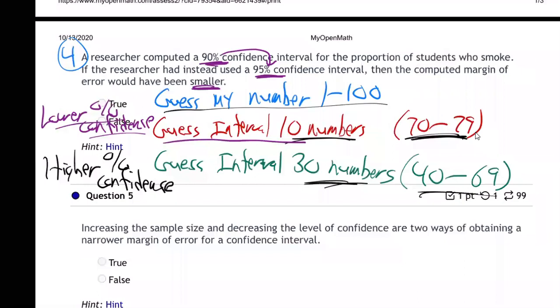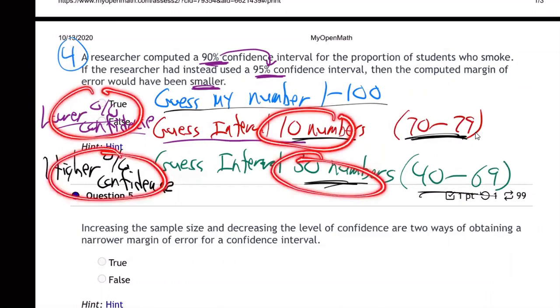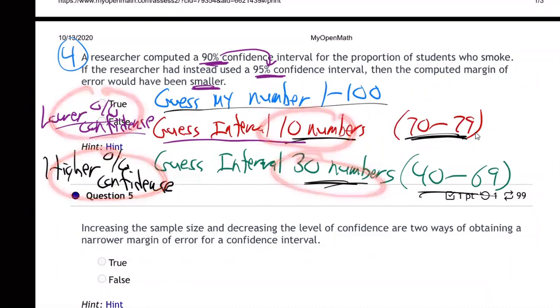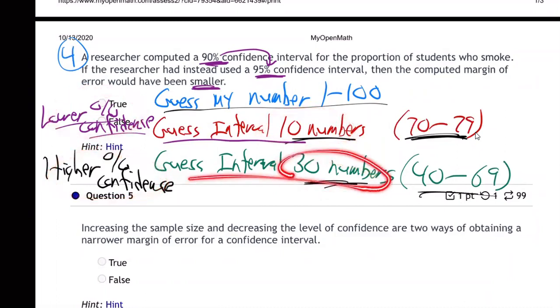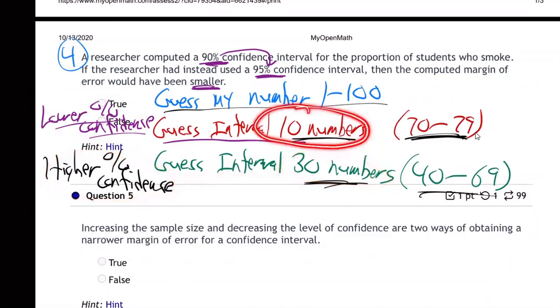Wait, look right here. Smaller number, lower confidence. Higher number, higher confidence, right? Bigger interval, 30 numbers, more sure. Smaller interval, 10 numbers, less confident, right? Smaller interval, less confident. Bigger interval, more confident, right? So therefore, if we go from 90 to 95, higher confidence, we must have a bigger interval, not smaller.